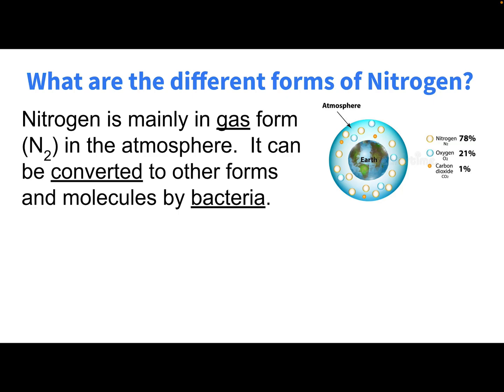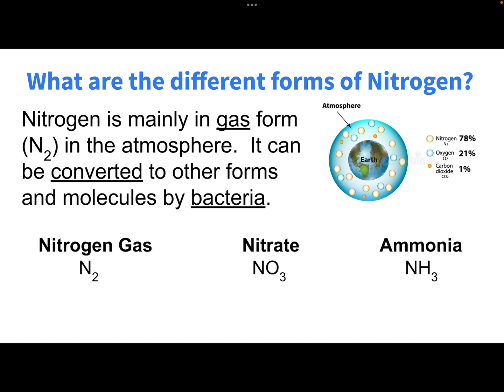So nitrogen is most commonly formed as a gas in the atmosphere. It can be converted to other forms by bacteria specifically. This is the first time I mentioned the word bacteria. They are the absolute all-star of what's happening here. Bacteria are super, super important. What I told my other classes is this word right here in your notes, you should circle, highlight, put a star next to. This is the MVP of this whole process.